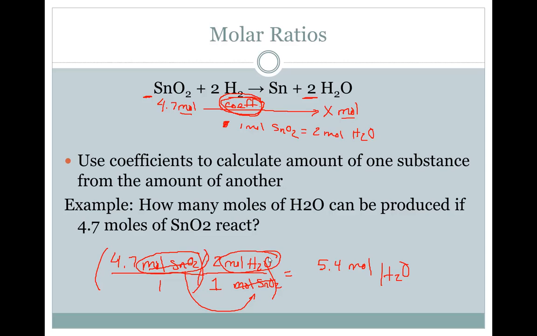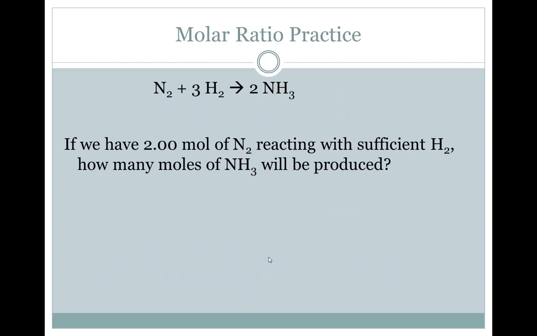Let's try another one. If we have 2 moles of N2, so 2.00 moles, reacting with sufficient H2, that just basically means we have enough that we can let it go all the way. How many moles of NH3 are going to be produced? We're going from moles of N2 to moles of NH3. Notice we have a horizontal line here. We're going from one compound to another. Whenever you have a horizontal line, you're going to be using coefficients.